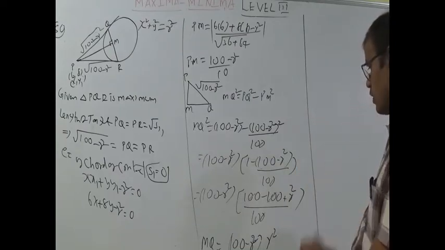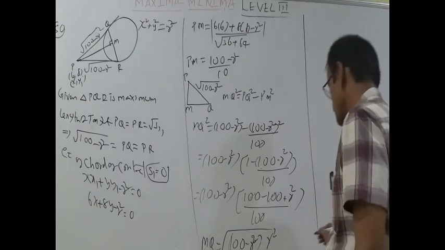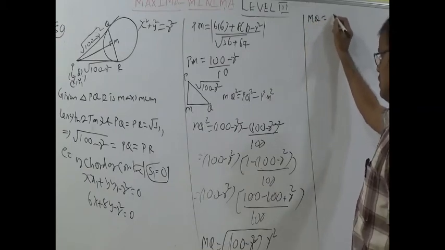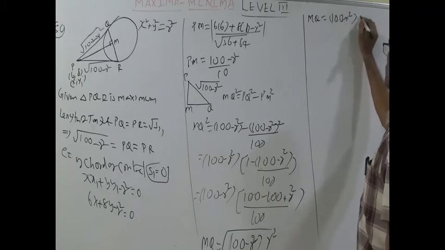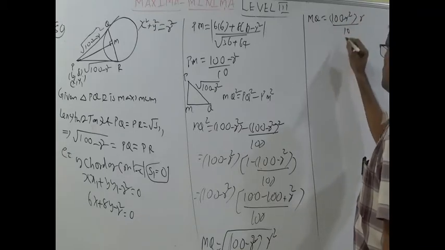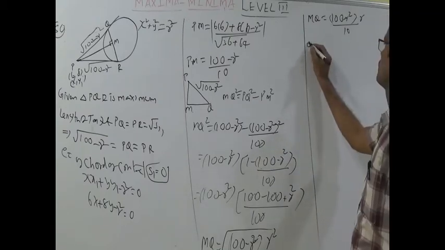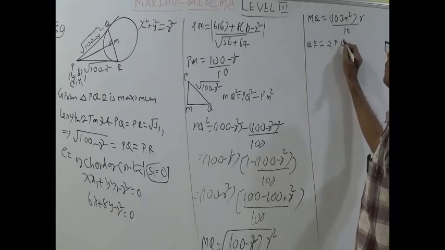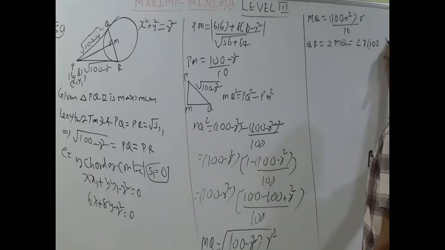MQ, you should get the full root. So MQ is equal to root of 100 minus r square into r, whole by 10. Now QR is equal to 2MQ, so QR is 2r into root of 100 minus r square, whole by 10.